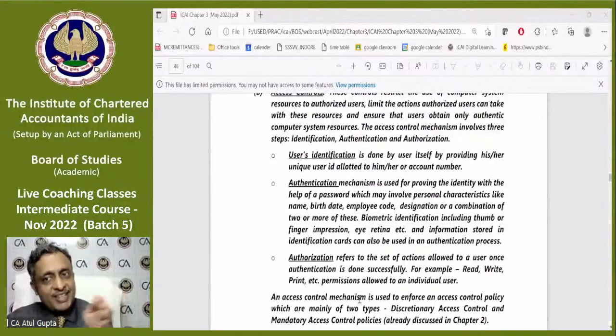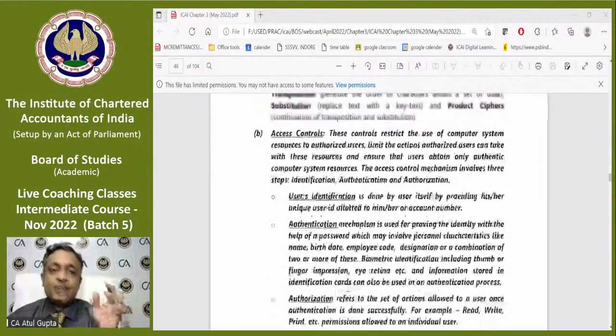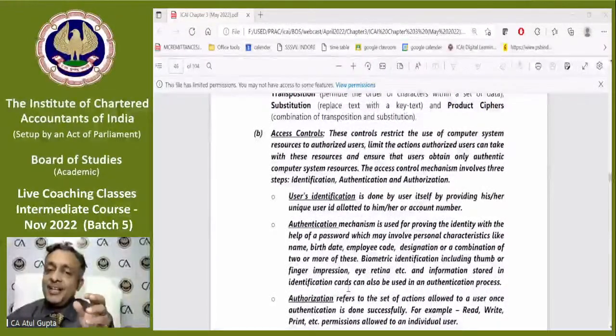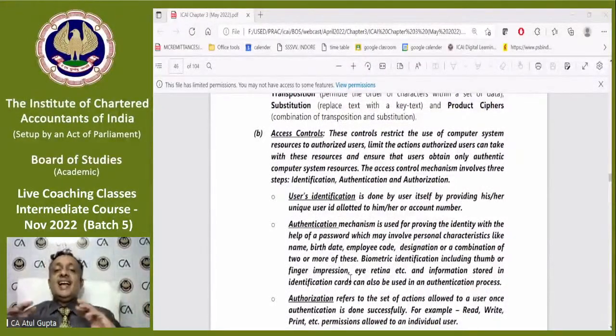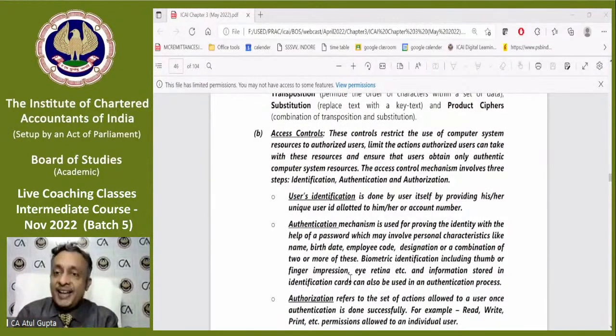They are part of the same chain of events. If you remember it like that, you'll always remember it. So access control includes identification, authentication, authorization. Identification is who I am. Authentication is the way I prove my identity. And authorization is what I can do in the system.